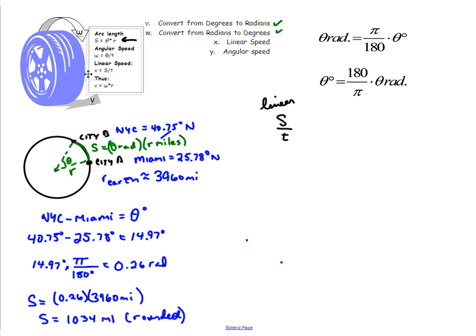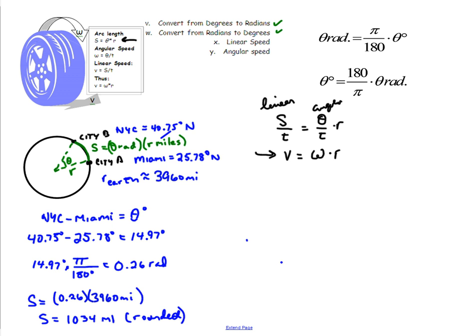And our angular speed is theta divided by t. So we take our angle theta in radians divided by time t, and that is called an angular velocity. If we multiply that by the radius, we have our connection: linear speed v equals angular speed omega, the Greek little w, times radius. That is our relationship between linear speed and angular speed.